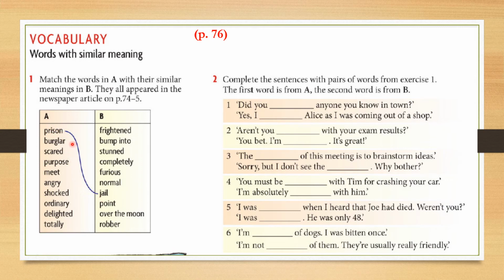So what are the things? Burglar, scare, purpose, myth, angry, shocked, ordinary, delighted, and totally. So just match them, simple. Then we are going to check the answer. I give you 2 minutes to do it. Just match it with your textbook. You have 2 minutes to go.